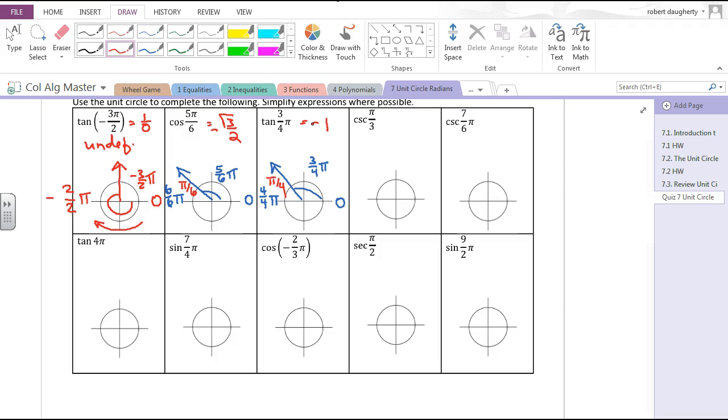Cosecant of pi over 3. So let's find the angle pi over 3. That one is on your unit circle. Okay, so if the sine is y, cosecant is 1 over y. So go to pi over 3. What is your y value? Your y value is square root of 3 over 2. So this is 1 over square root of 3 over 2, which is just 2 divided by the square root of 3.